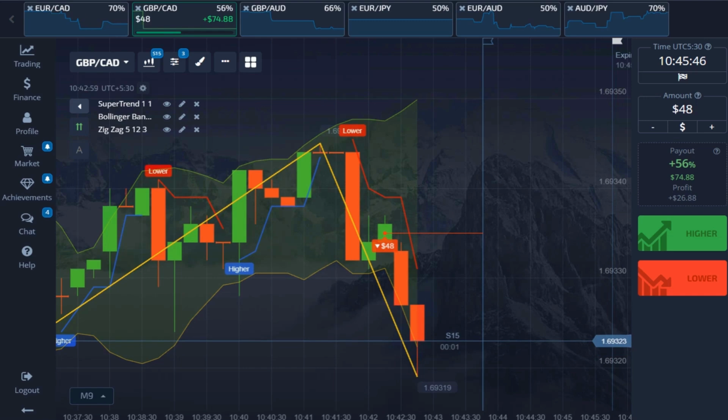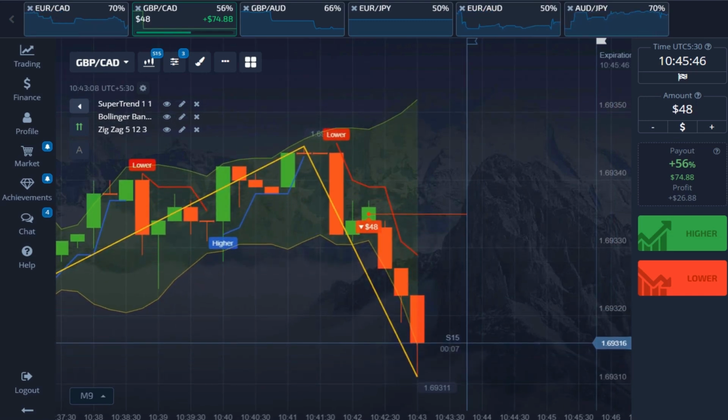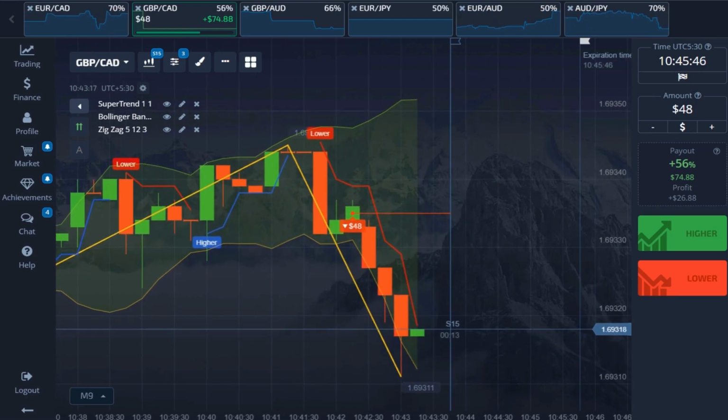Before you trade with real money, make sure to test this strategy on a demo account first. It's the best way to practice and gain confidence. Now let's see how this trade unfolds. Profit or loss? Stick around to find out.